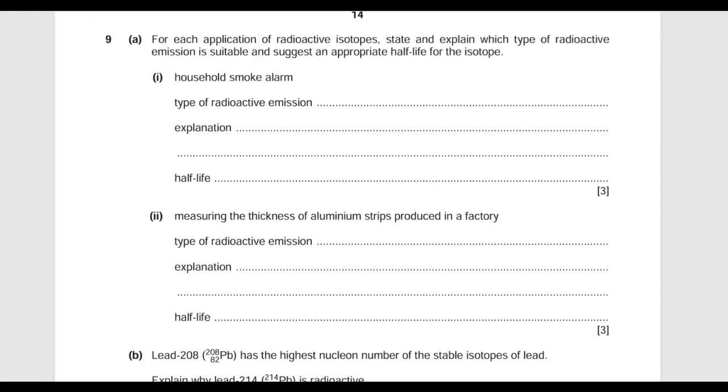Ninth question says for each application of radioactive isotopes, state and explain which type of radioactive emission is suitable and suggest an appropriate half-life for the isotope. First one is household alarms. And for household alarms, we use alpha particles because they have very low penetrating ability.